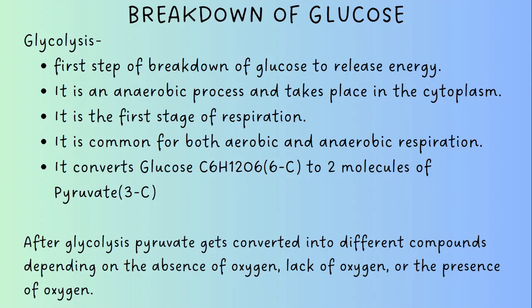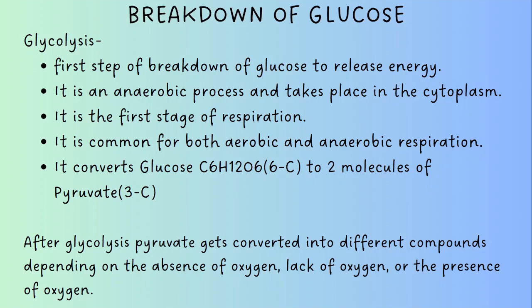Here what happens? The glucose molecule converts to pyruvate or pyruvic acid. Glucose is a 6 carbon molecule, and pyruvic acid or pyruvate is a 3 carbon molecule. Here 2 molecules of pyruvate come from 1 molecule of glucose.